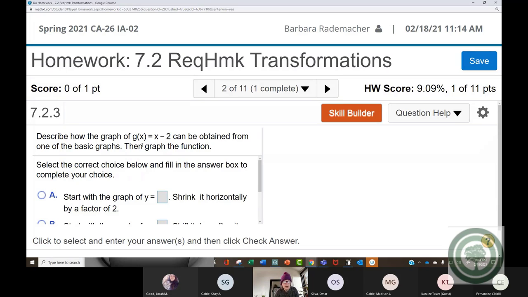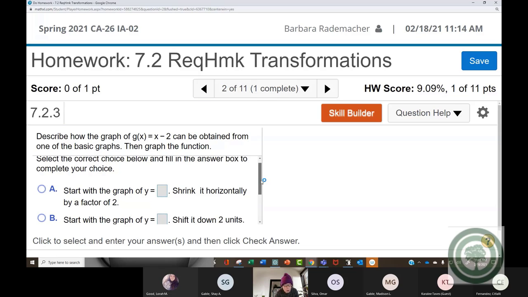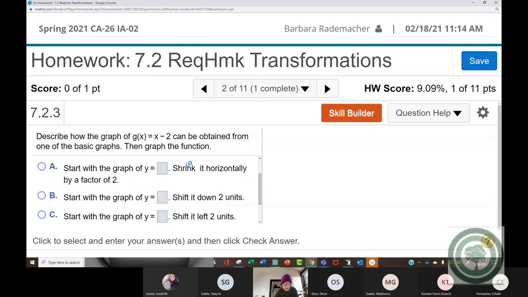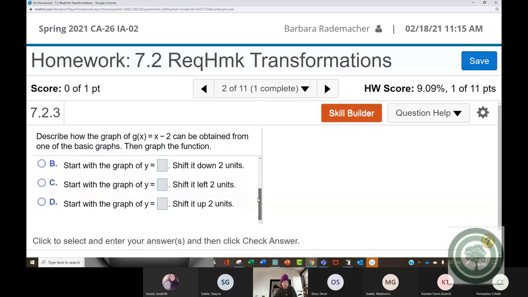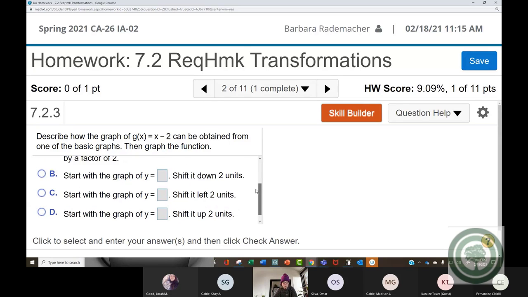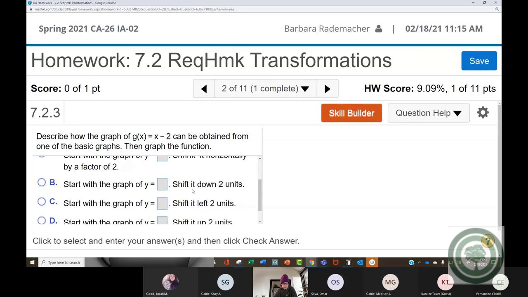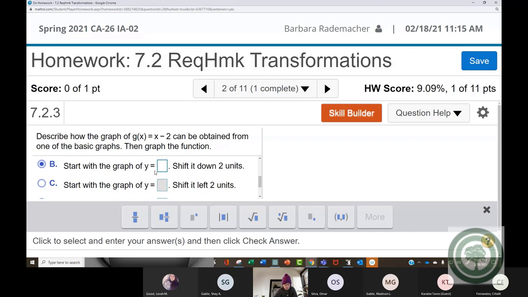You don't see any parentheses. Y equals x. This is a minus 2 at the end, so it's going to be a vertical shift down 2 units. So that's what I'm looking for now. Shrink it horizontally, shift it down 2 units. That's what I want. These all say other things. Shift it left 2 units, shift it up 2 units. No, we are going down 2 units. Shift it down 2 units, okay.